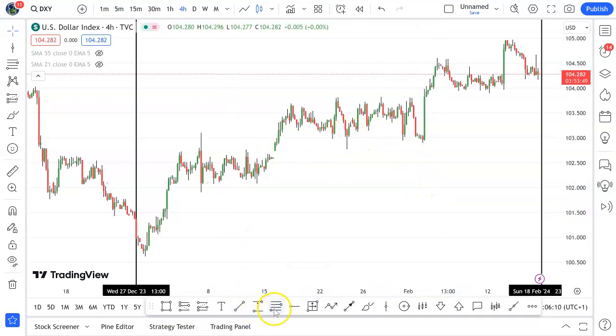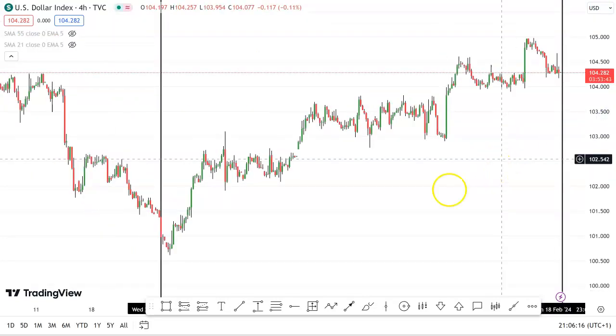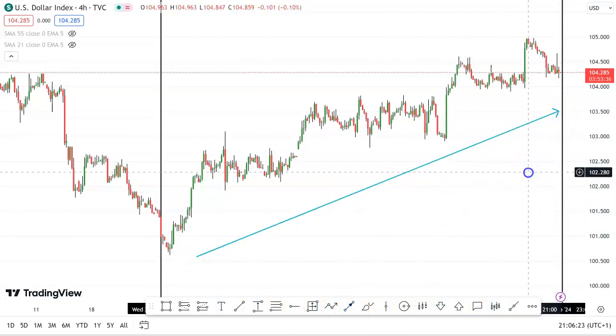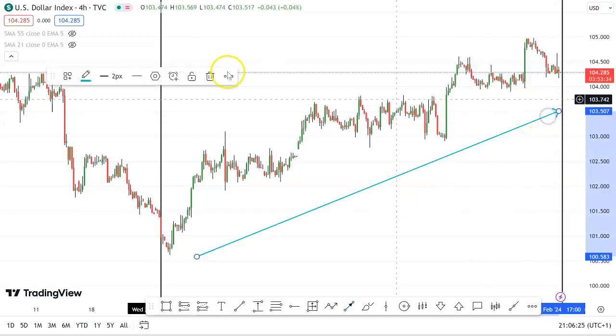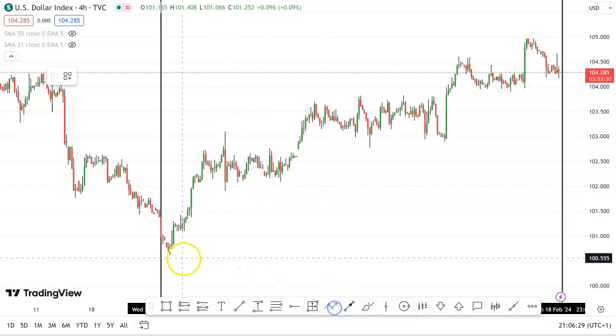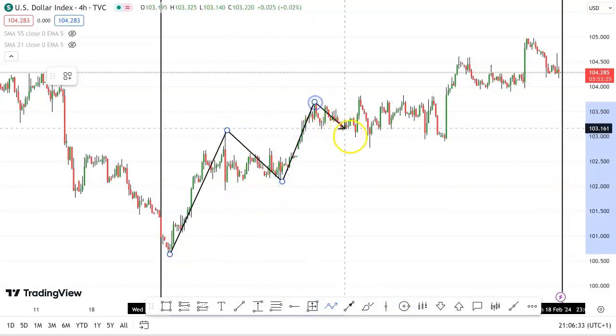So on the 4-hour time frame, you can see that DXY is bullish. Why? We are forming a series of higher highs and higher lows. And if you've been through my previous videos, you see where I notify the highs and the lows. So this is what DXY has been doing.